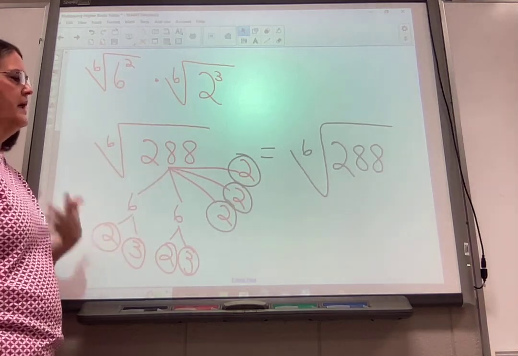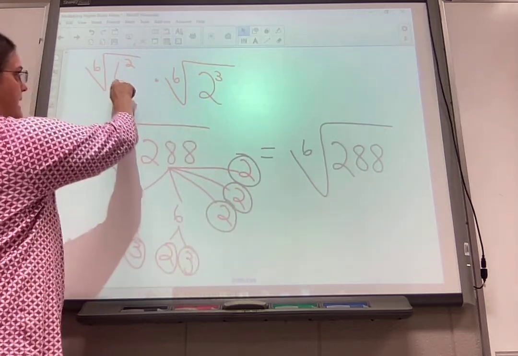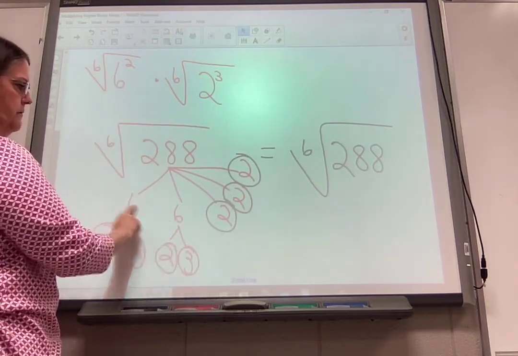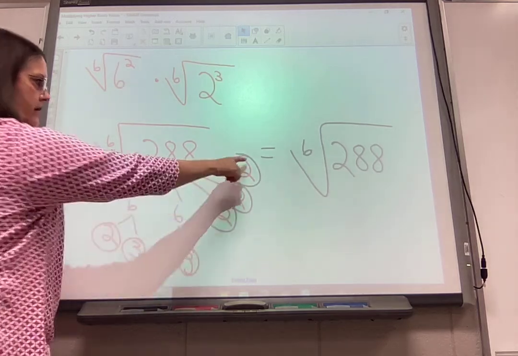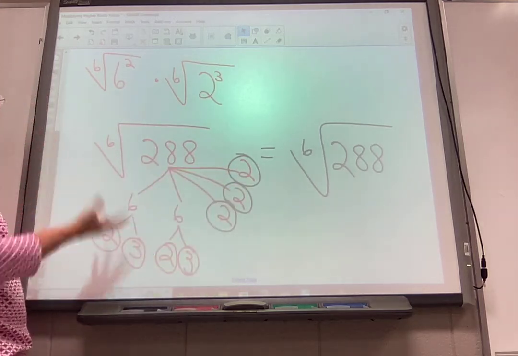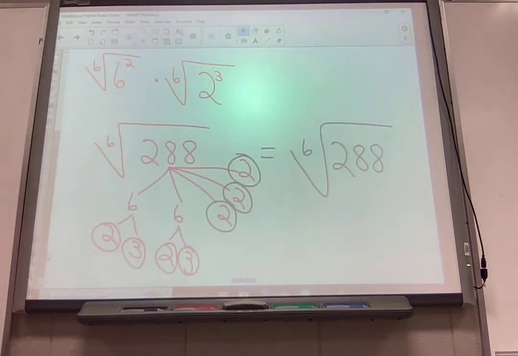Now, I wrote this one out so you could see. I have 3 2s, and then I took the 2 6s and put them here and broke them down. It didn't help me. I have 3 2s, 4, 5. I don't have enough to simplify, so it just is the 6th root of 288.